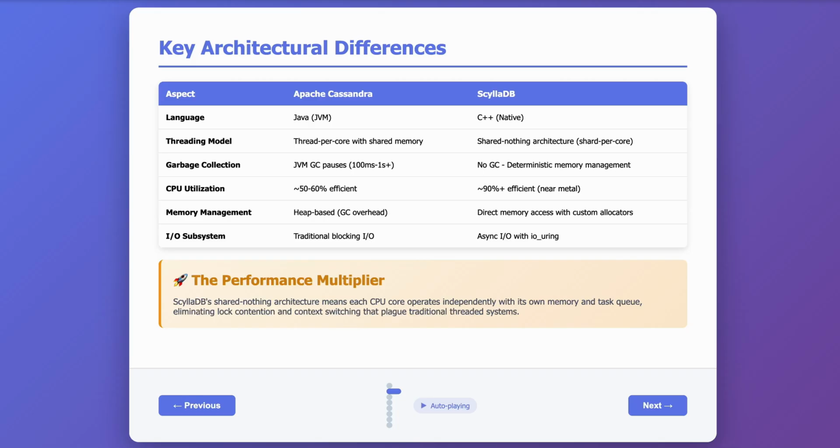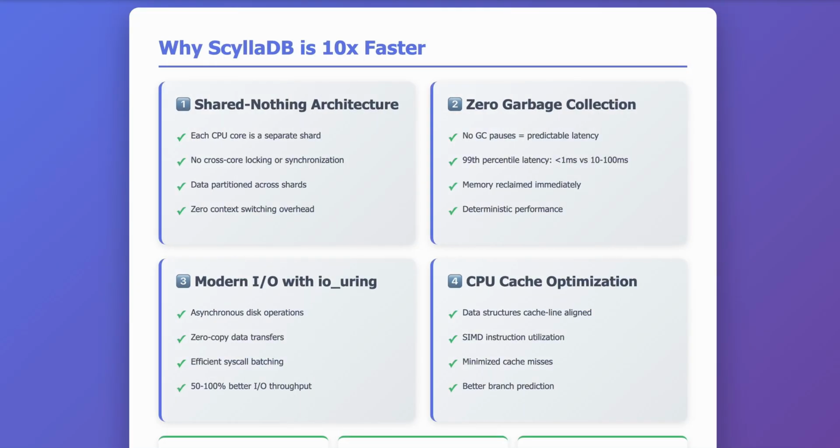CPU utilization is dramatically different. Cassandra achieves only 50 to 60% efficiency, while ScyllaDB runs at over 90% efficiency, getting much closer to the metal. Cassandra uses heap-based memory management with garbage collection overhead. ScyllaDB uses direct memory access with custom allocators. For I/O, Cassandra relies on traditional blocking I/O, while ScyllaDB leverages modern asynchronous I/O with io_uring. ScyllaDB's shared nothing architecture means each CPU core operates independently with its own memory and task queue, eliminating lock contention and context switching that plague traditional threaded systems.